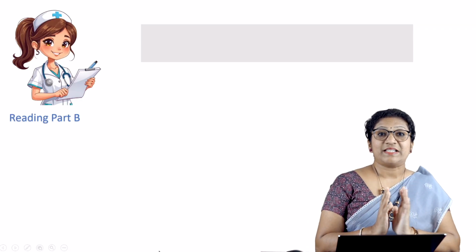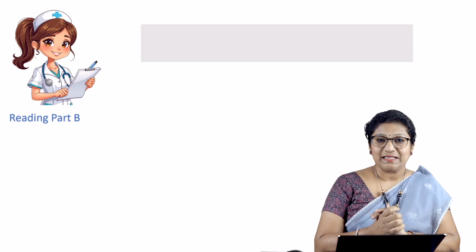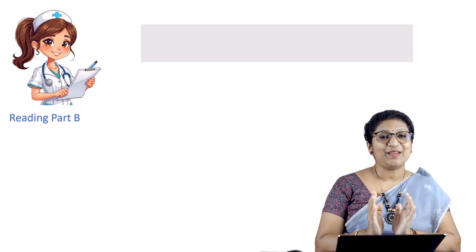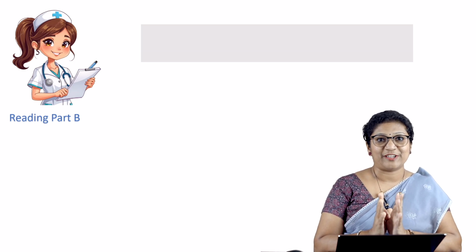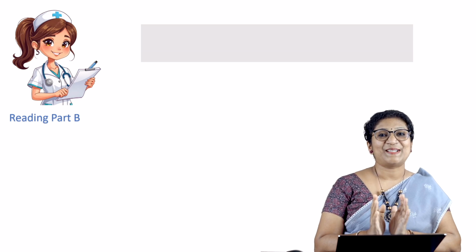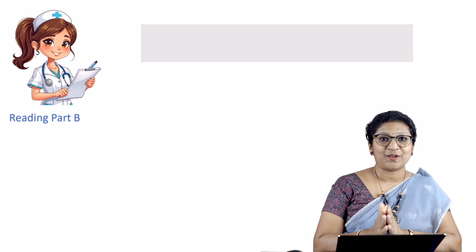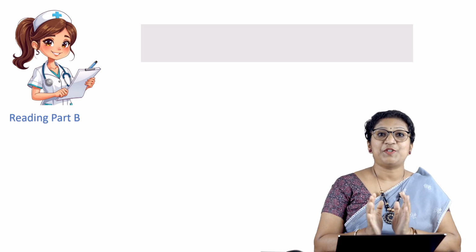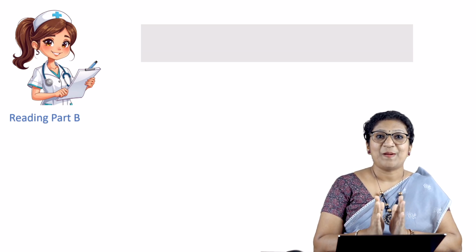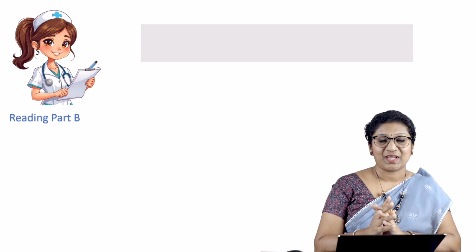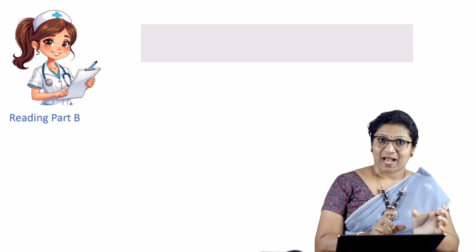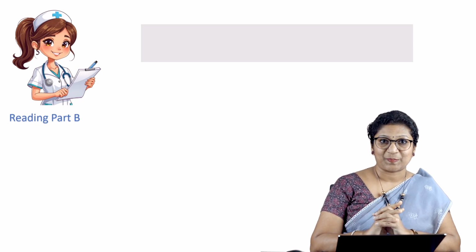Now, reading part B. We know in reading there are three different sections, A, B and C. Part B and C together will last for 45 minutes. In part B of reading, you have to solve 6 questions and each of these will be 3 option multiple choice questions. So you have options A, B and C given and you have to choose one right answer. You will be reading certain extracts and based on these extracts, you're going to solve these questions.